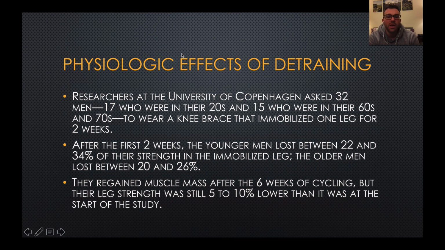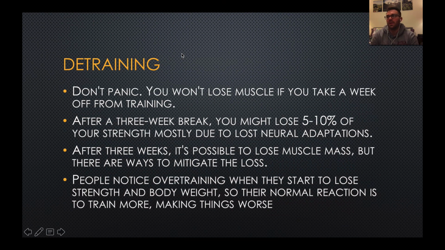They regained the muscle mass after 6 weeks of cycling, but their leg strength was still 5 to 10% lower. So it took 6 weeks just to get the muscle mass back, and strength still wasn't there after 6 weeks. So it's 2 weeks to lose it, 6 weeks to get it back. That's the problem, because people can get in a vicious cycle where they keep taking time off and they'll never really get back to where they were. So the thing with detraining, and a lot of people freak out, is you don't have to worry about it. You're not going to lose muscle if you take a week off from training.